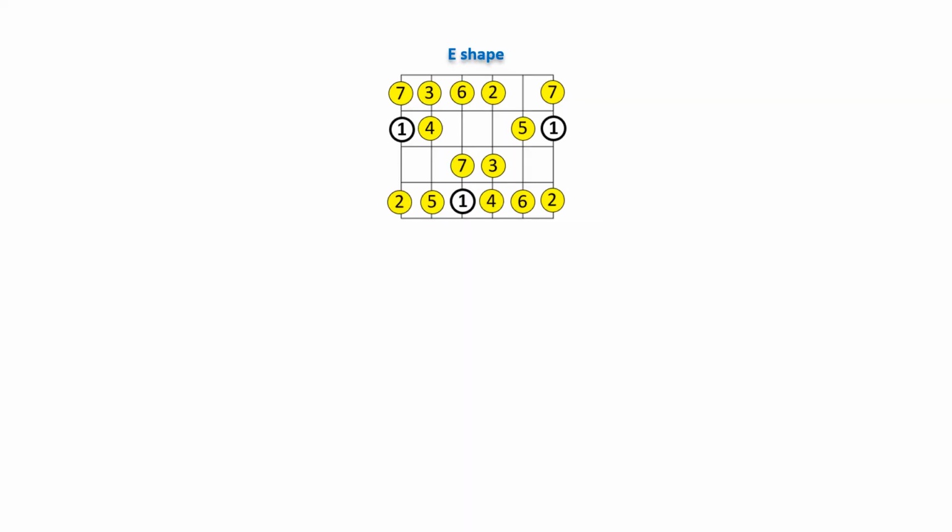Since the root of the E shape is on the E string, we do not need to apply any shortcuts here.